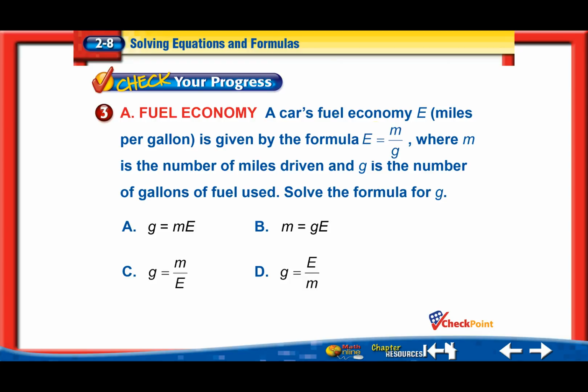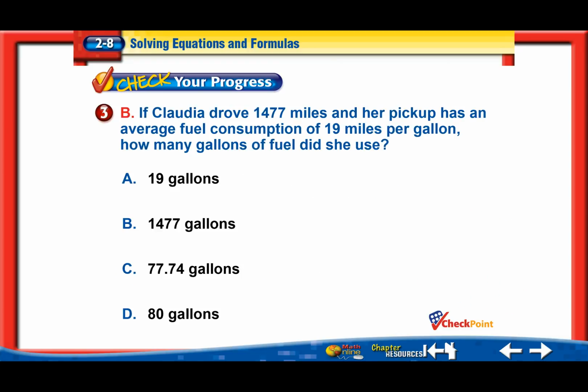Okay, so we would take our original equation, E equals M over G. I need to solve for G, so I'm going to multiply by G first. That gets me E times G equals M, and now I'm going to divide by E. I'll just speed this up and go E over E. So G equals M over E. There we go.